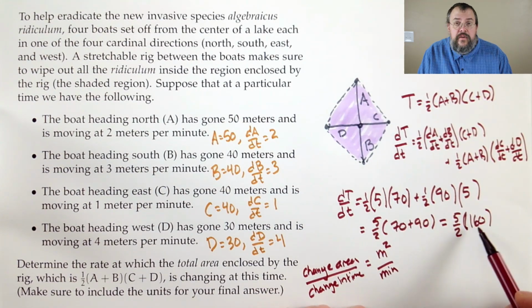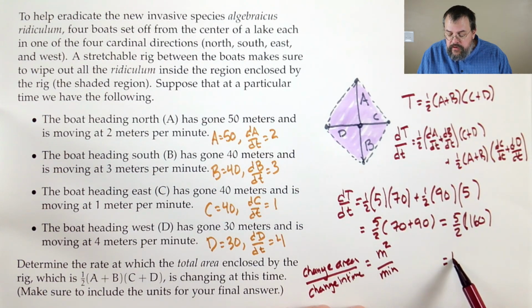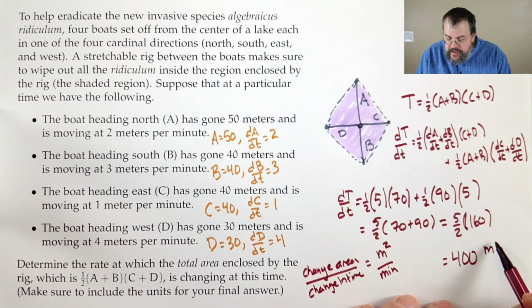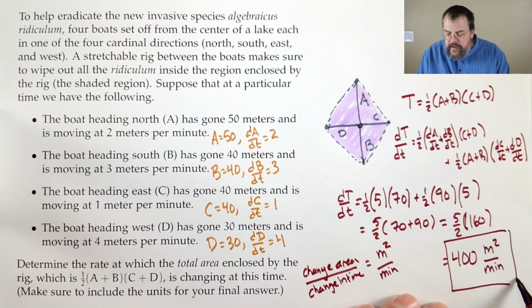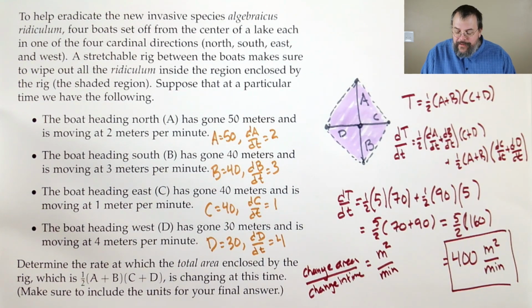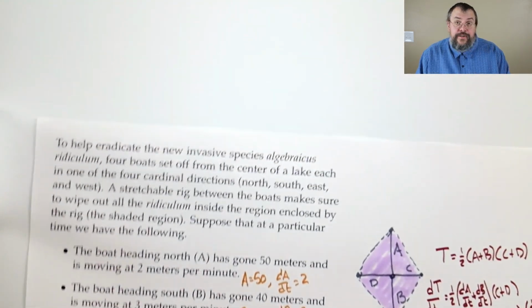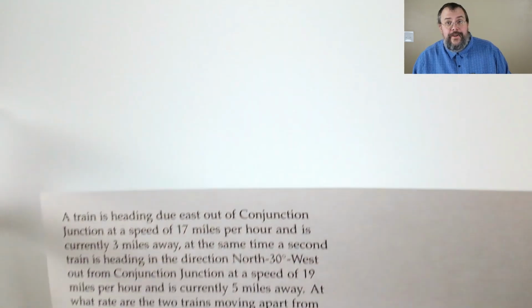Well, 160 divided by 2 is 80, and 80 times 5 is 400. So we get 400. That's the rate at which the total area is changing. And of course, throw in your units, meters squared per minute. And there you go, that's the answer. Wow, nice, clean answer. Isn't it great when the answers just come out and they're just clean? Good. Well, farewell, Algebraicus Ridiculum. On to the next problem.